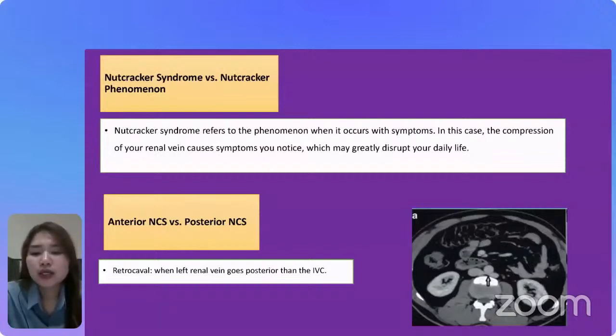Anterior NCS versus posterior NCS. Retrocaval is also called the posterior NCS. What we have discussed earlier, the compression between the SMA and the aorta, is the anterior NCS.